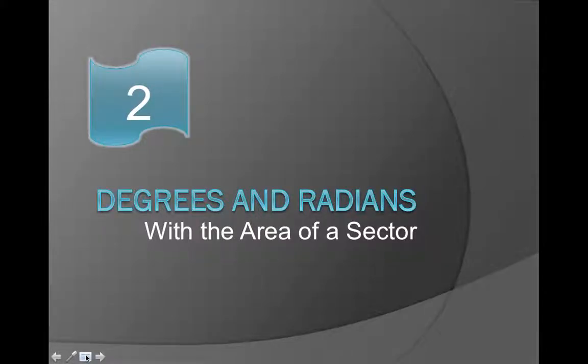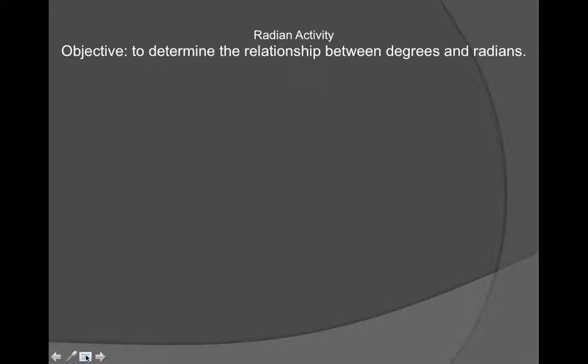This lesson is on changing from degrees to radians and from radians to degrees, and also we'll be looking at how to find the area of the sector of the circle. The first few pages in this PowerPoint are the radian activity that we were going to do on Friday, but due to the change in our schedule, we did not get to do that activity.